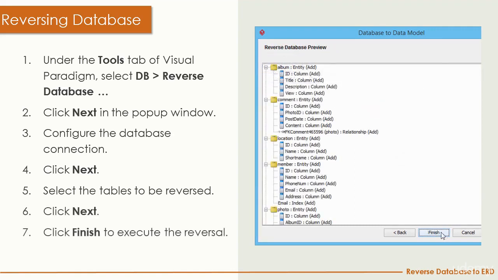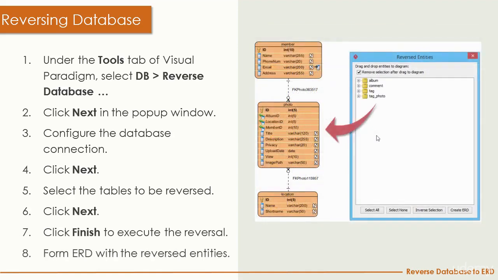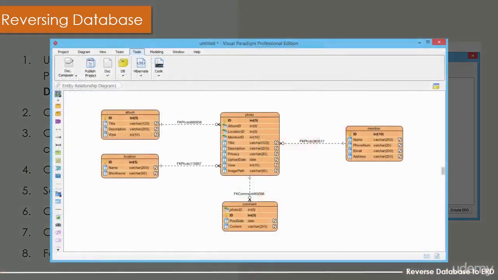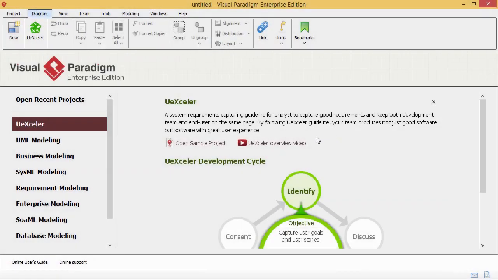Then click Next and Finish. You preview what you reversed, and then you can drag and drop the entities into the ERD. Then you form a proper entity relationship diagram. Let me show you how to do it in Visual Paradigm.